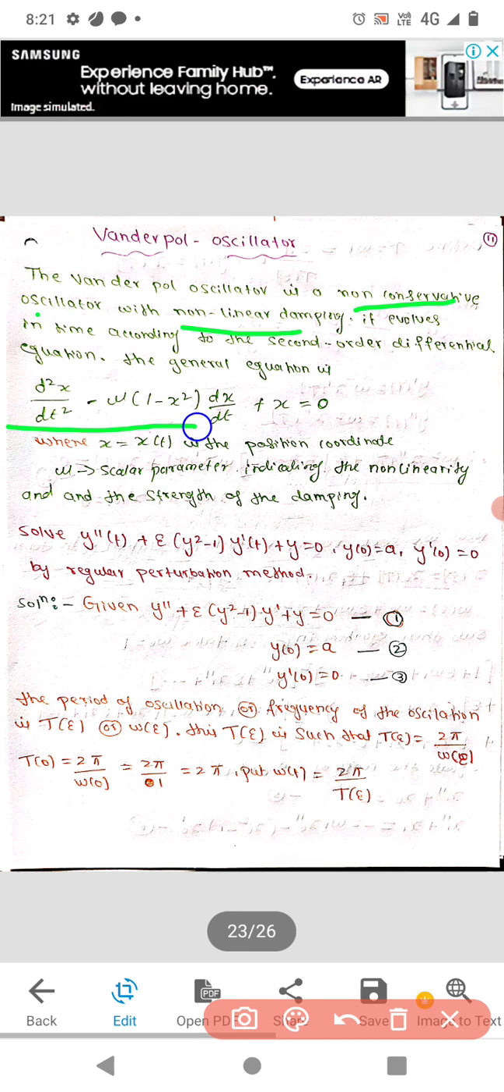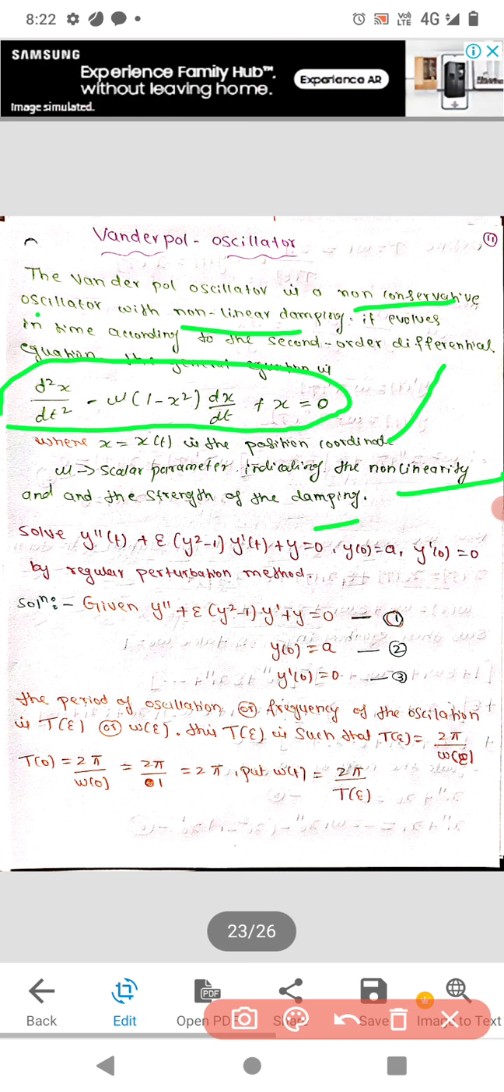This is the general second order differential equation of the van der Pol oscillator: d squared x by dt squared minus mu into (1 minus x squared) dx by dt plus x is equal to 0. Here x is the position coordinate, and mu is a scalar parameter indicating the non-linearity and the strength of the damping. Let us see how to solve it using the Poincaré-Lindstedt method.